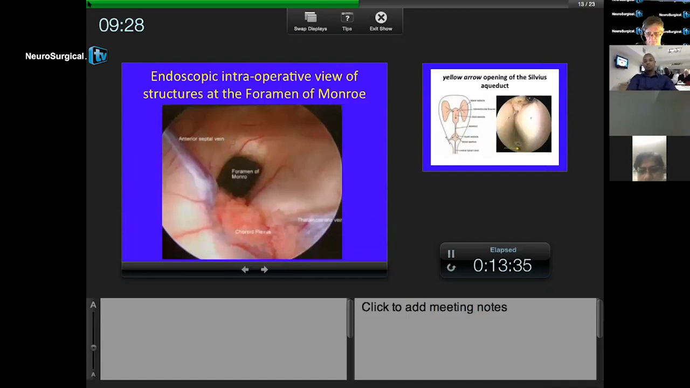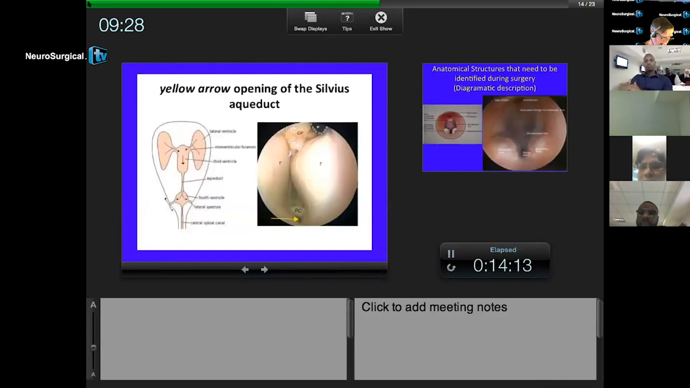So this is your endoscopic intraoperative view of structures of the foramen of Monro. This is your ideal. As we said, locate your thalamostriate vein, locate your choroid plexus, where the two join is where you're going to get your foramen of Monro. And right there is your fornix, and that's your anterior septal vein. Oftentimes, that is not the one that you go looking for. You're looking for the choroid plexus and the thalamostriate vein, and bang, there, where they join is where your foramen of Monro is endoscopically. Pretty much repeating what we've just said.